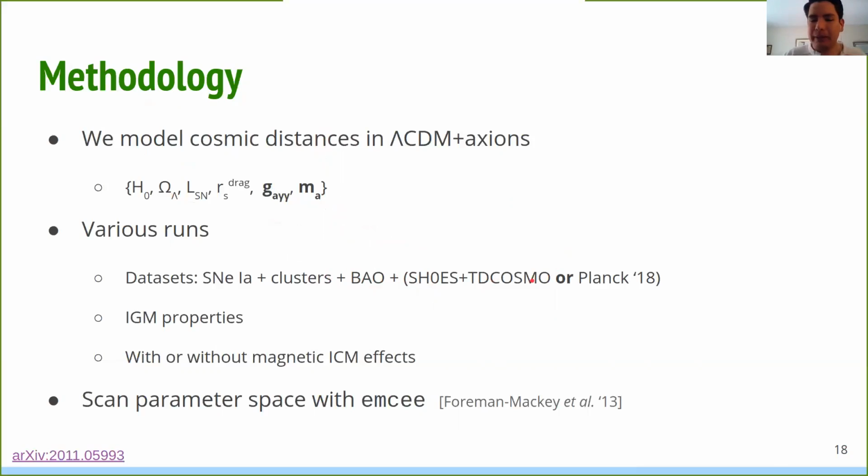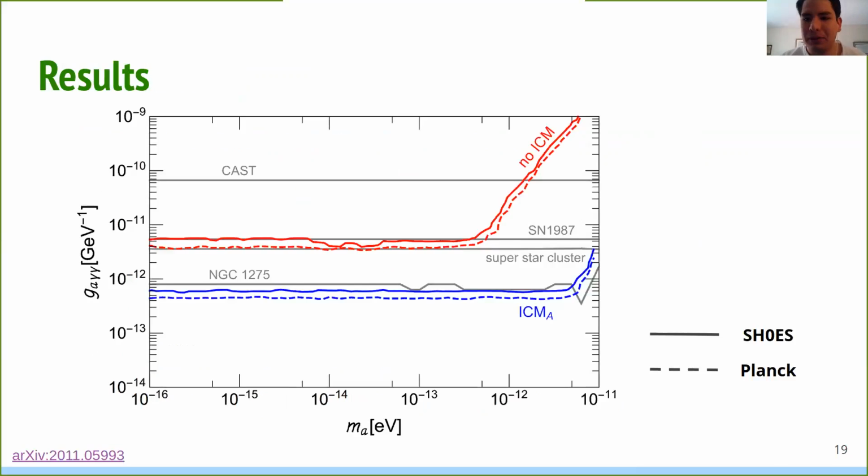So we do different independent runs. We consider different IGM properties and something that I'm going to tell you a little bit about, which is conversion, the possibility of conversion inside clusters. We scan the parameter space and we get our results.